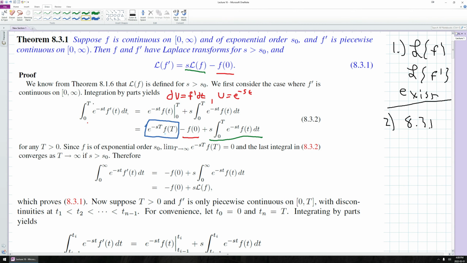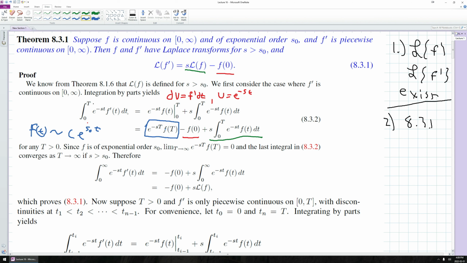Well, here's where we need to use the fact that f is of exponential order, right? So if t goes to infinity, we need to ask the question, what happens here? Well, since f is of exponential order s naught, then I know f of t grows like, so I could use this notation here, little f of t, I know this thing acts kind of like some constant times e to the s naught times t as time gets large. Okay, that's what exponential order means.